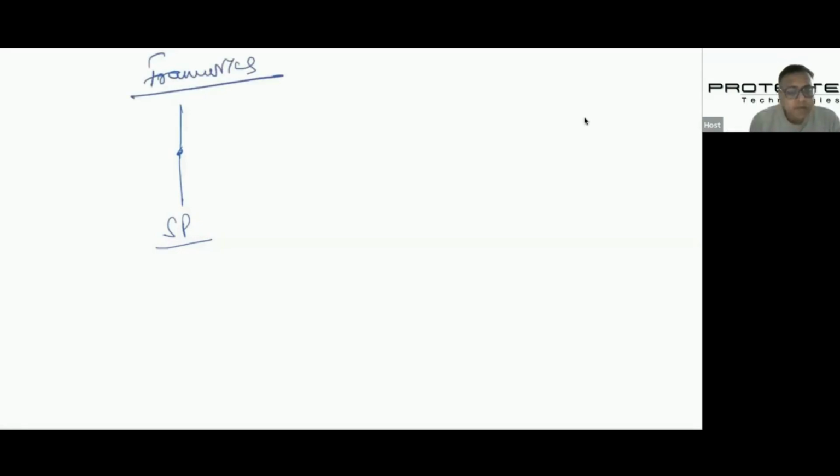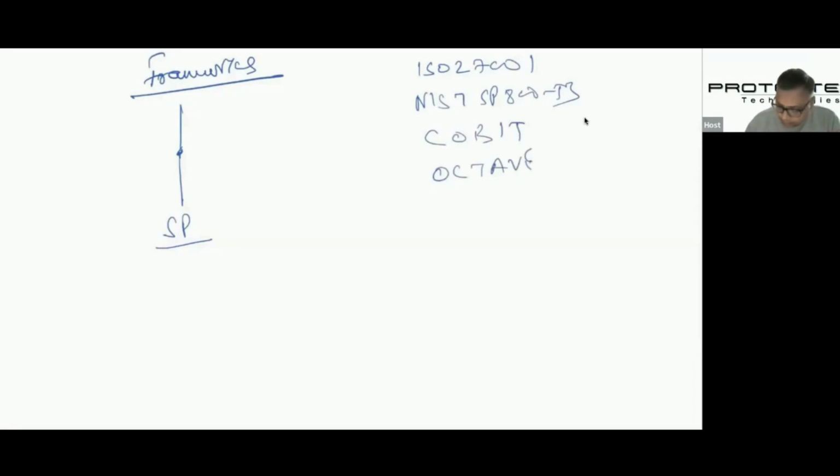And there are a lot of frameworks. One of the most common frameworks is ISO 27001. You have NIST SP 800-53. You have COBIT. You have Octave. You have agile-based risk management systems. There are many. What you should be aware of is generally these four.